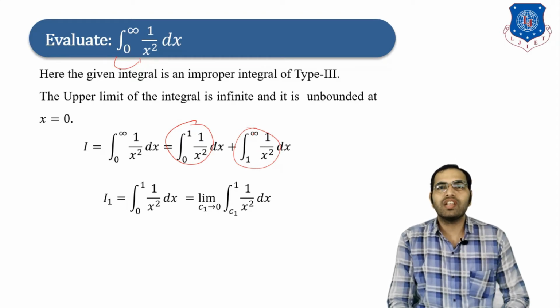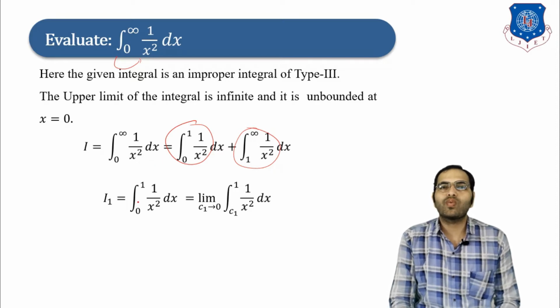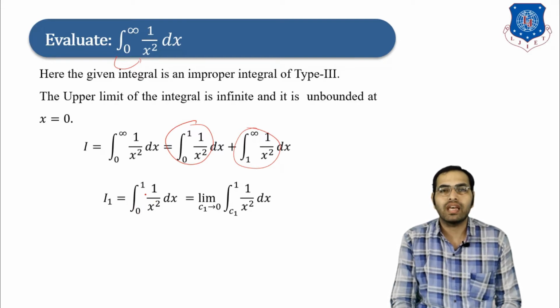Let's see, firstly we have to find I1. Then I1 equals integral 0 to 1 of 1 upon x square dx. Here whenever we substitute the lower limit 0, our integral becomes infinite, meaning it is discontinuous or unbounded at 0. Then 0 is replaced by a constant c, here I consider c1. The limit c1 tends to 0, integral c1 to 1 of 1 upon x square dx.